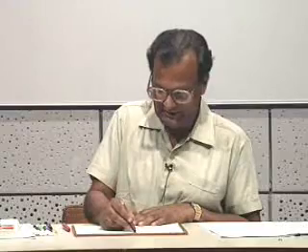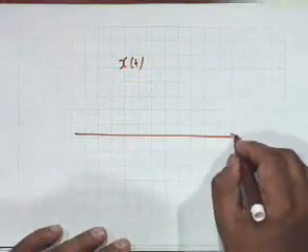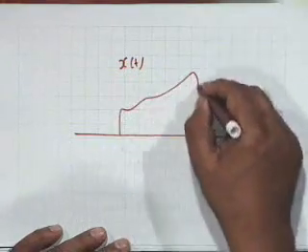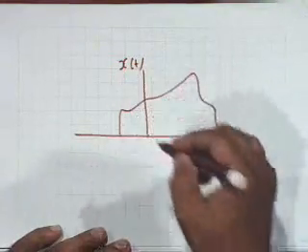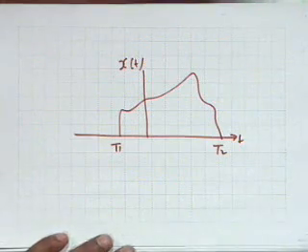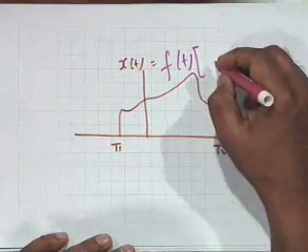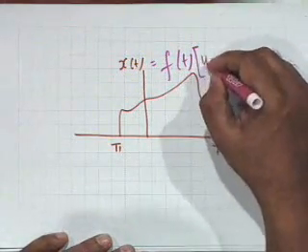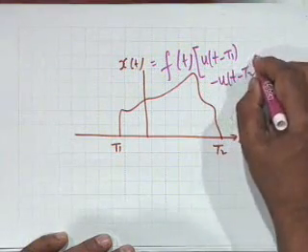Let us consider only one of them today. We will consider the other two next time. Suppose we have an x of t which is finite, that is, it exists over, let us say, a finite region of the t axis. Let us say this is capital T1 and this is capital T2. That is, x of t is a function f of t multiplied by a gate, u of t minus T1 minus u of t minus T2.